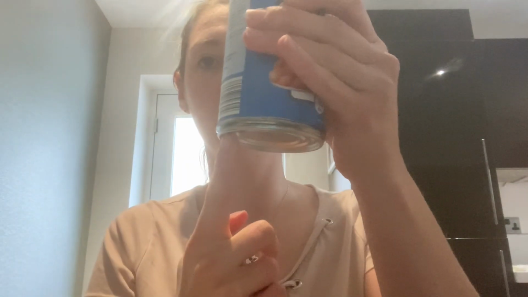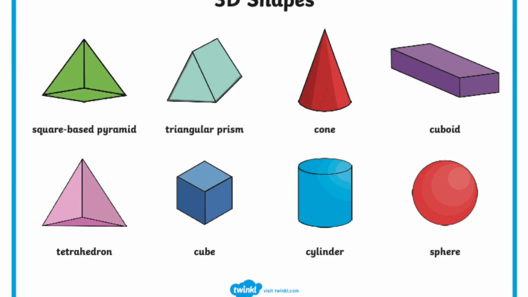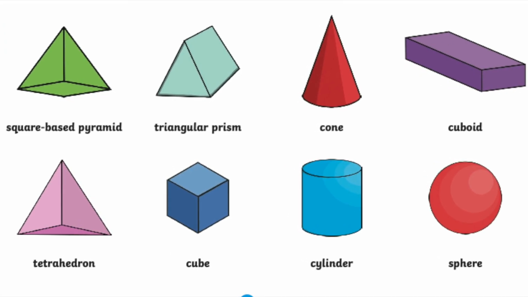Okay, so we're going to count the faces first. Ready to count with me? 1, 2, 3. 3 faces. Let's count the edges. Are you ready? 1, 2. 2 edges. And it has no pointy vertices. Okay, you can find more 3D shapes around the environment. Good luck!